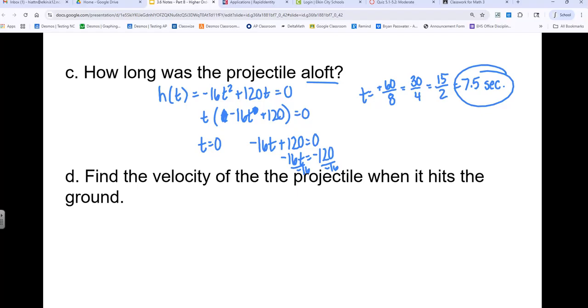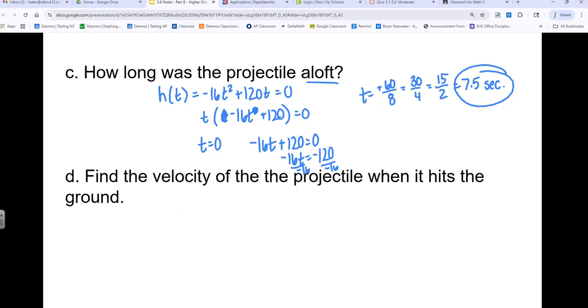Then D asks us what the velocity is when it hits the ground. We did this with our rockets, right? So what do we need to do for that? Not h. We need v. Well, actually, what did you say? You said h prime. Yes, I was hearing h there. Yes, h prime of t, which we could also call v of t.